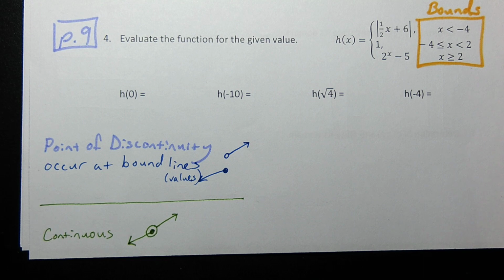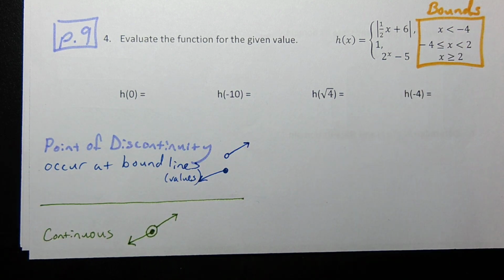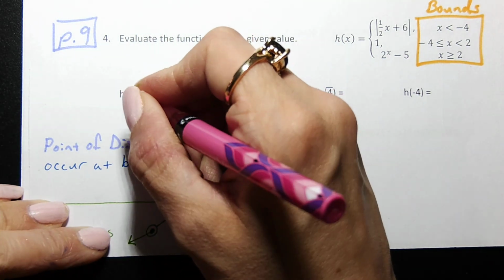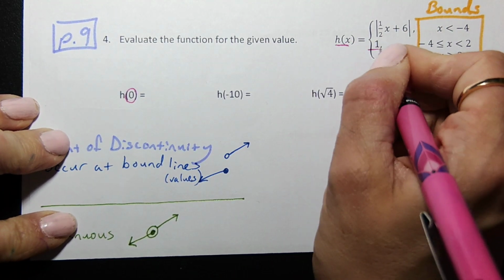And the bound values are all of the numbers involved in those bound statements. So we're going to go ahead and see if we can evaluate all of these inputs in that piecewise function. So if I want to find h of 0, we want to see where 0 puts us as far as the bound statements go. Is 0 less than -4? Nope. Is 0 between -4 and 2? Yes. So that means for this one, we would use this function piece.